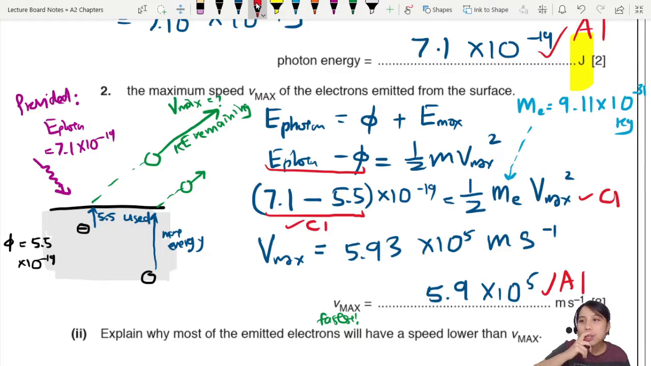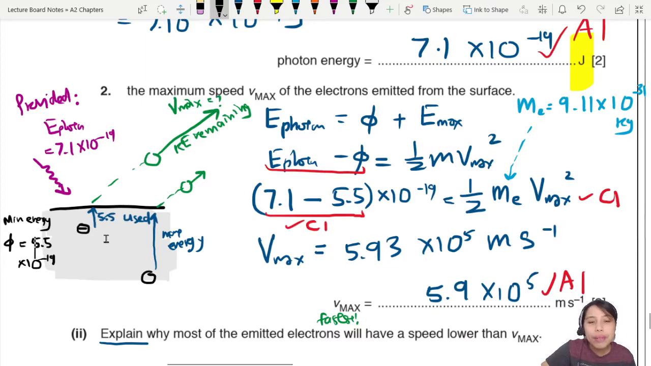Okay, last part. Explain question. Explain why most of the electrons will have a speed lower than v max. Didn't we just draw the picture over here? This one is nearest to the surface, with the minimum energy needed to escape. That's what we call the work function. The work function is the minimum energy to escape. So 5.5 and it's out.